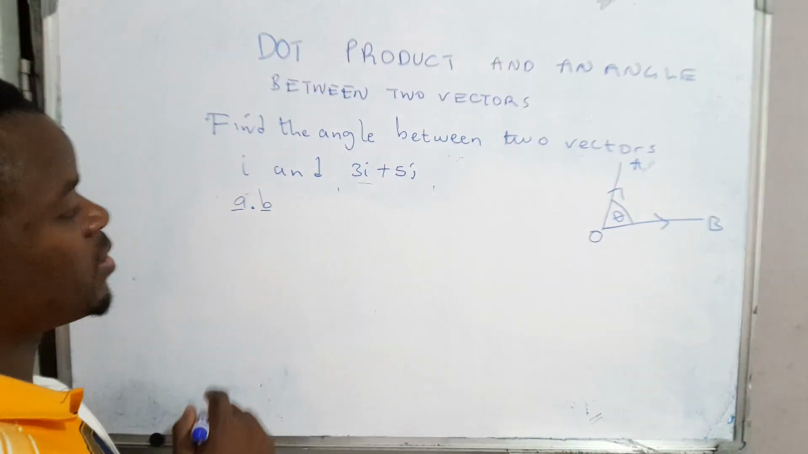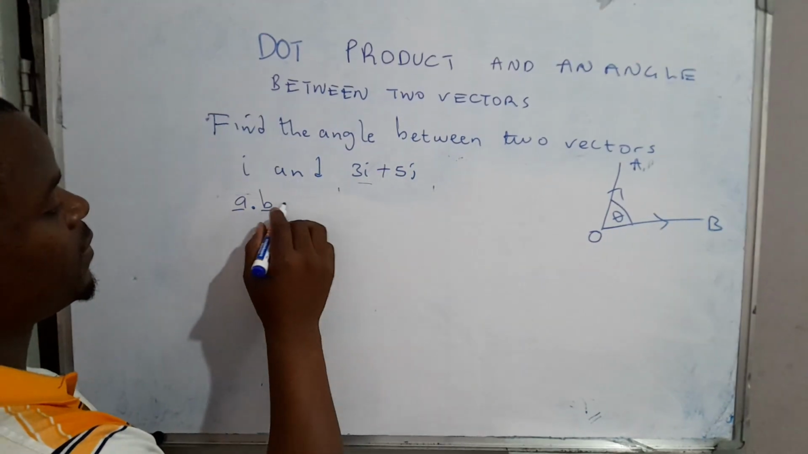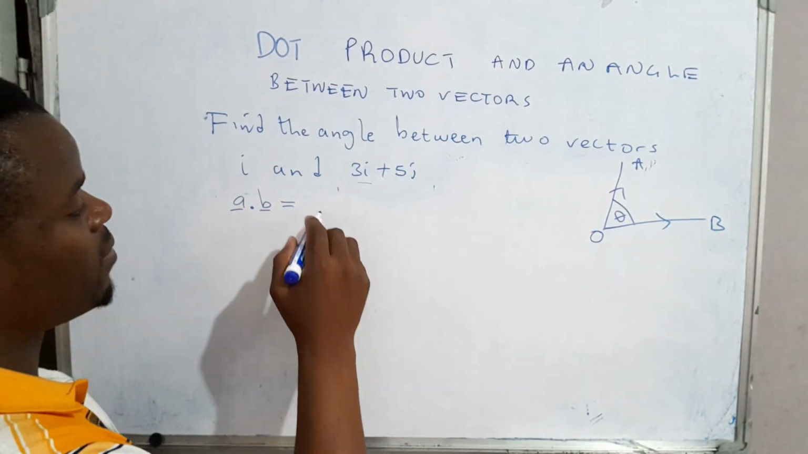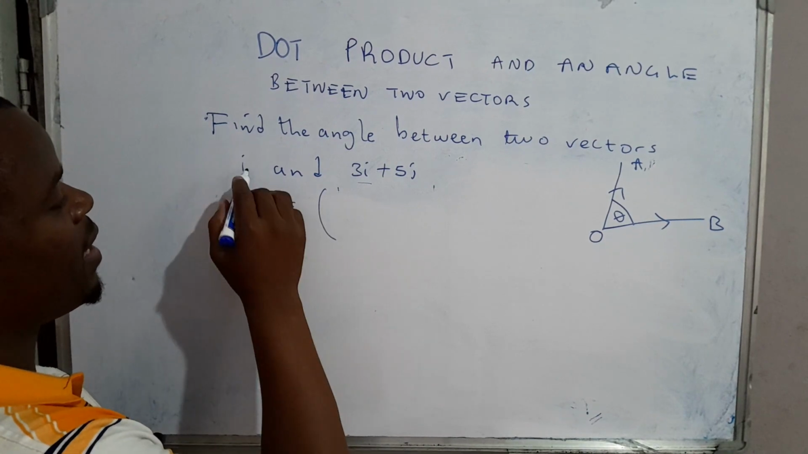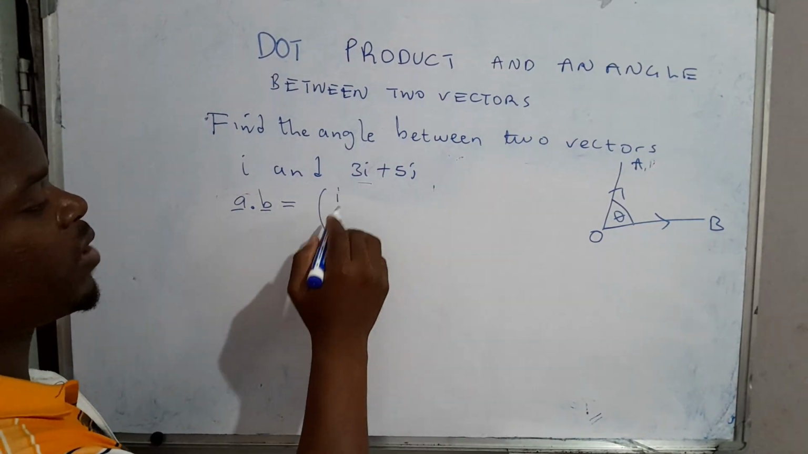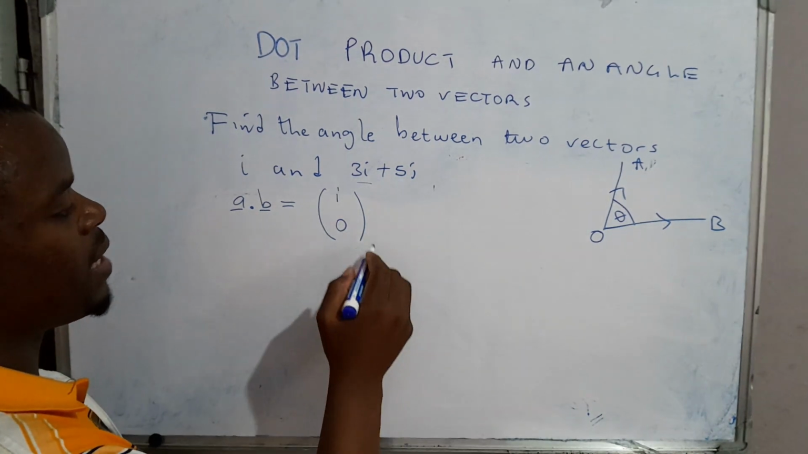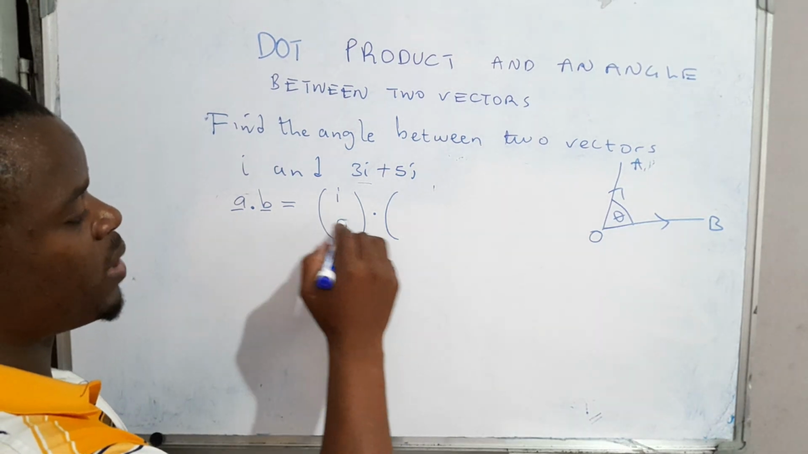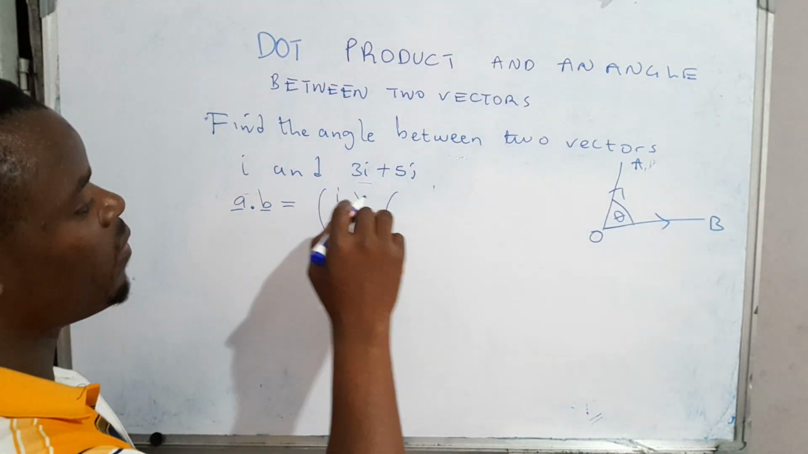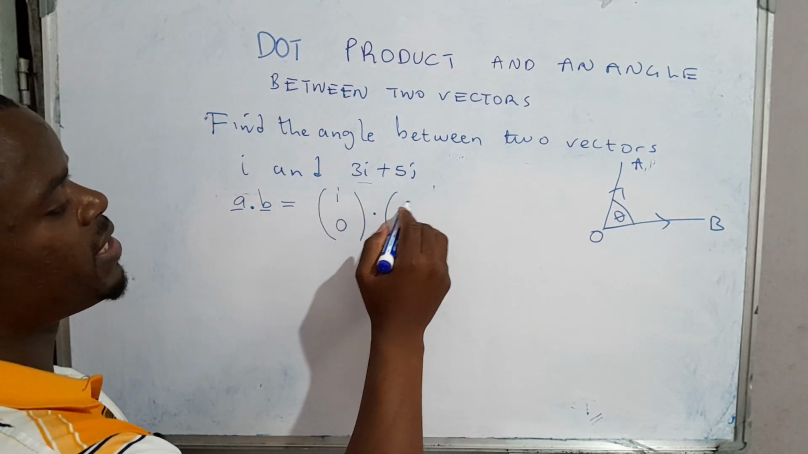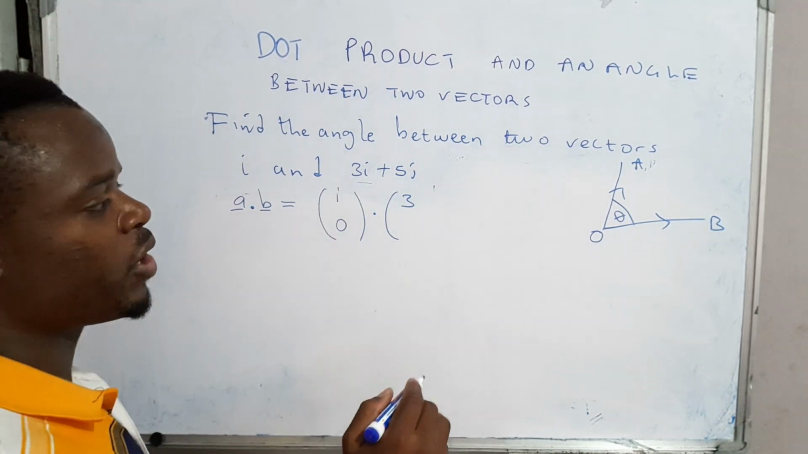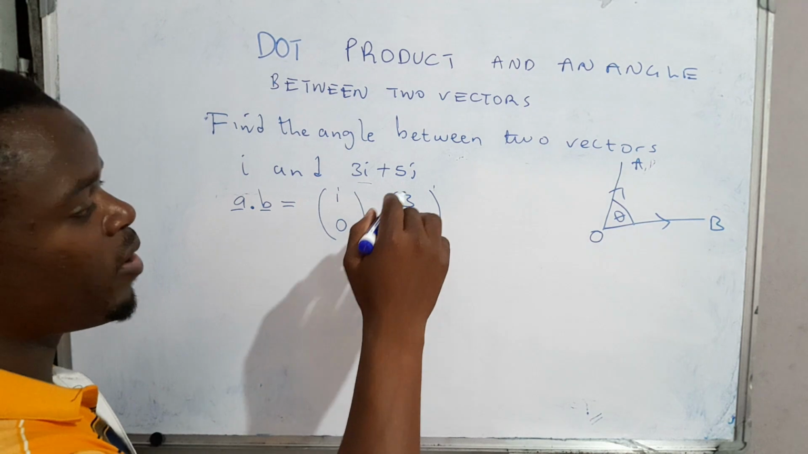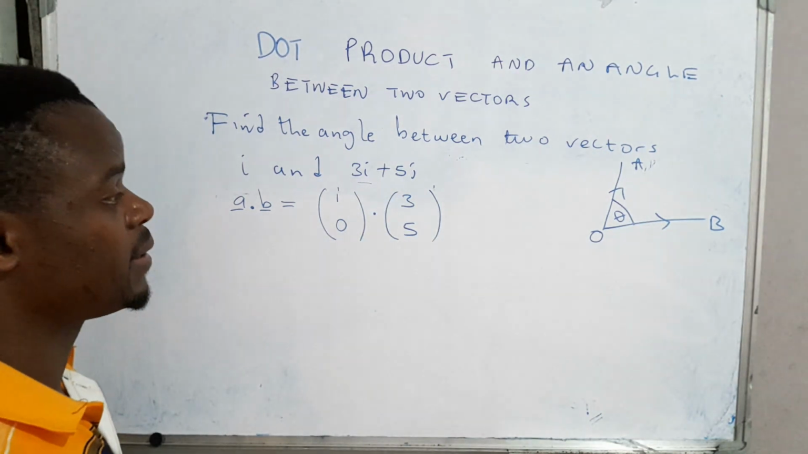and when we find the dot product of these two vectors, what will be the answer? First of all, we are going to write these in component form. We say the i component is 1, the j component is 0. Then they have to be multiplied with the components of vector B. So what are the components here? We have a 3 as an i component, and then 5 as the j component.